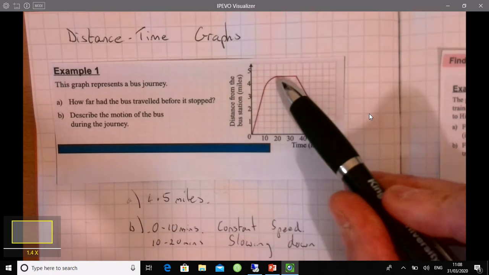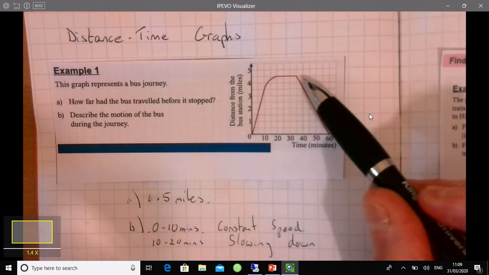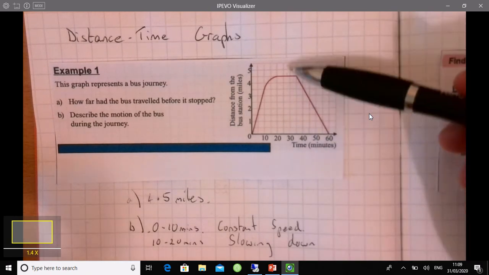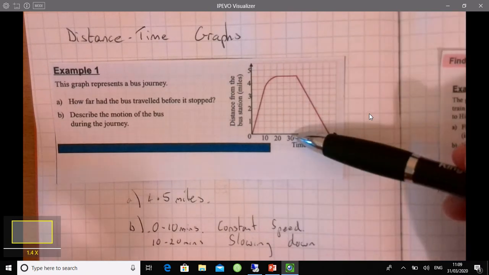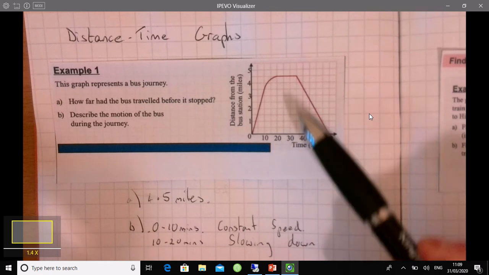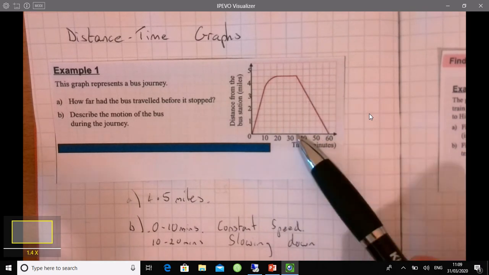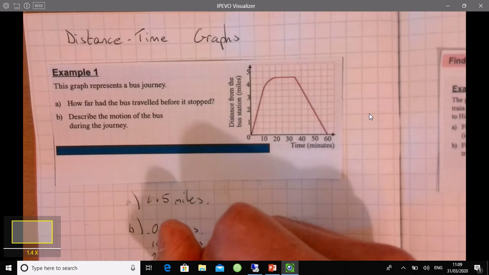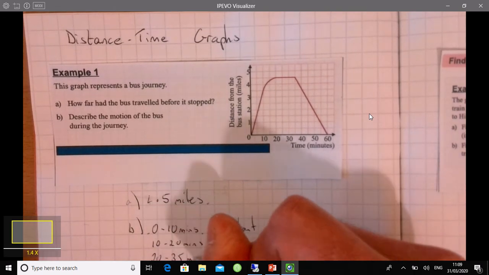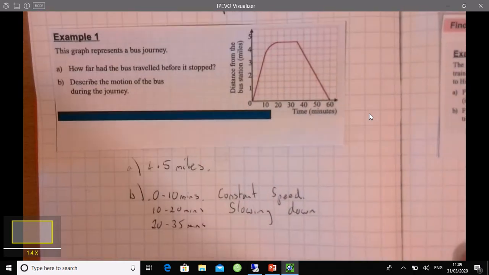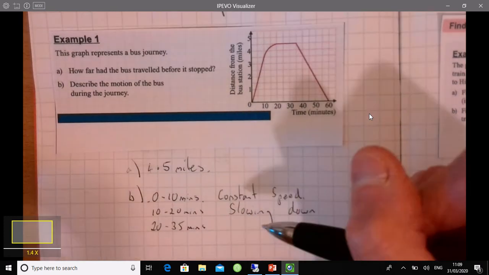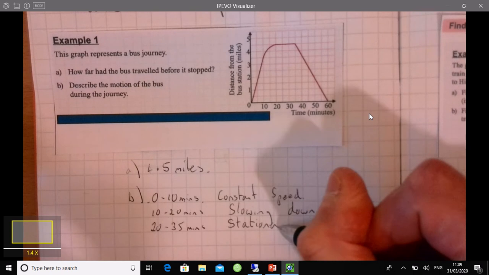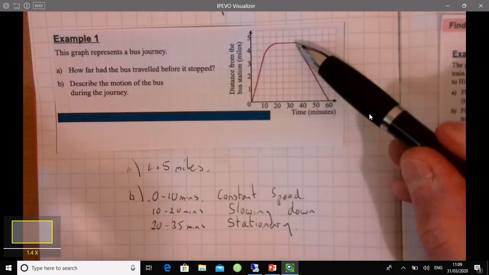Okay, this part of the journey, right? We're not going anywhere. The bus is standing still. It's not moving any further away from our starting point. It's not moving back towards our starting point. So in this period of the journey, from 20 to 35 minutes. Okay, so let's just clarify that. 20 to 35 minutes. Whoops, I'll just move that up a little bit. Okay, we're actually stationary. There we go, stationary.